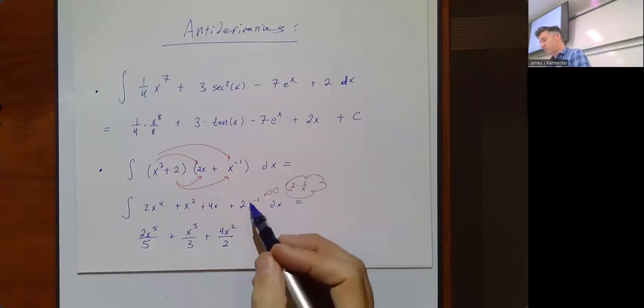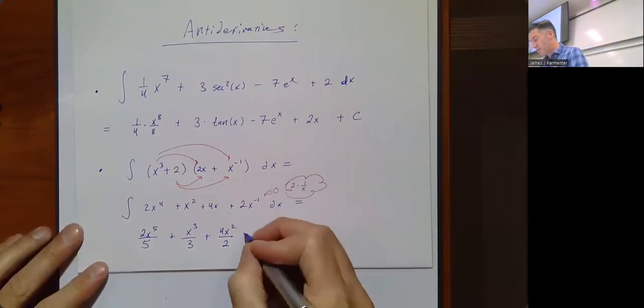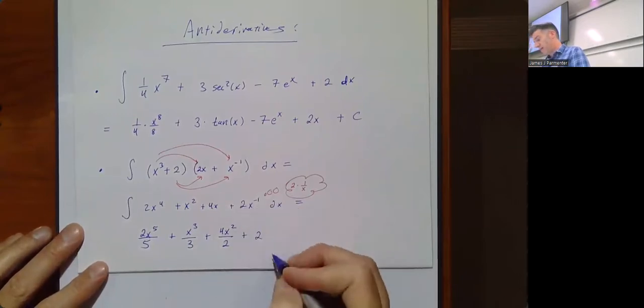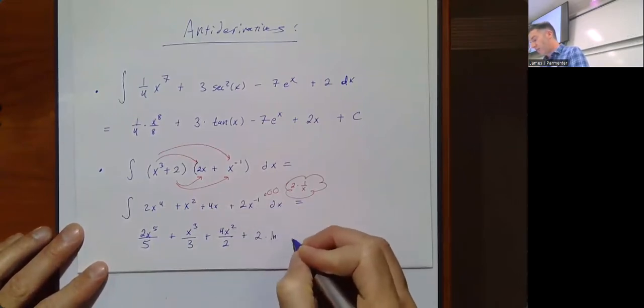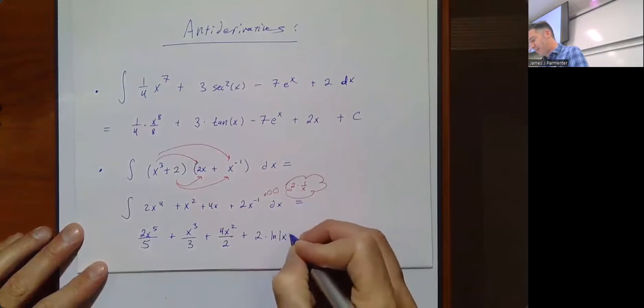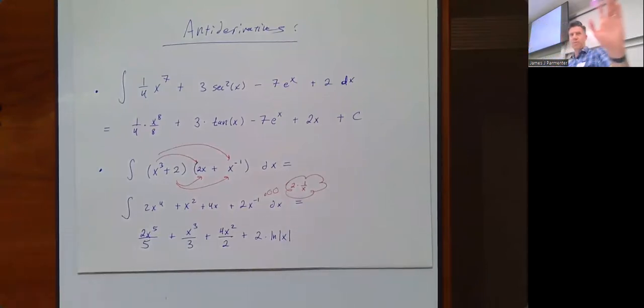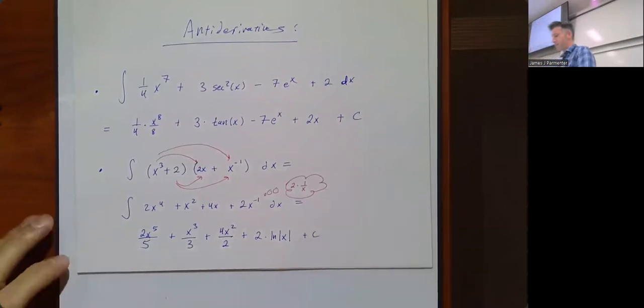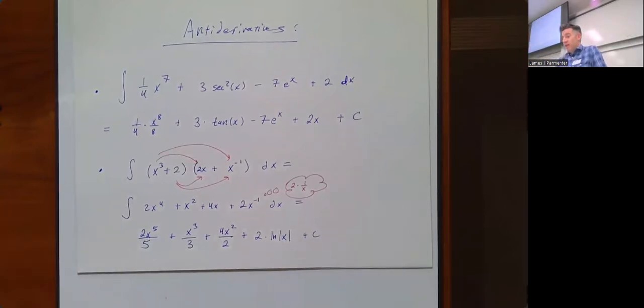So the antiderivative of x to the negative first is going to be, well, the 2 hangs out, and then we get a natural log of not just x, but the absolute value of x. And again, I promise you we will get to why that is what it is in a little bit. We're not quite there yet. Plus C.